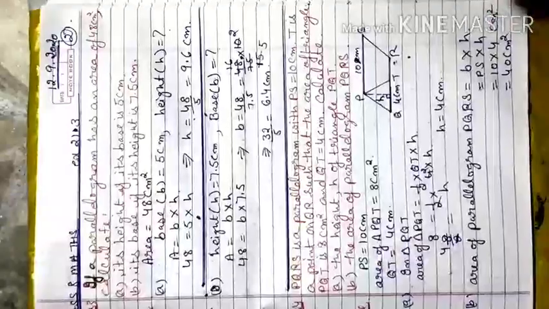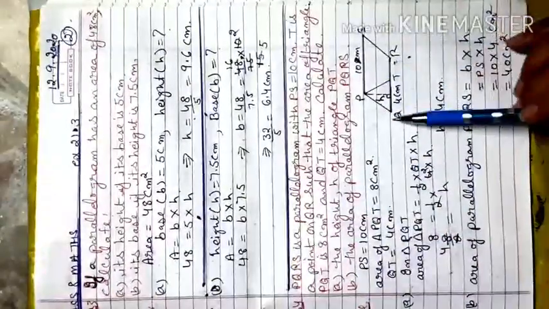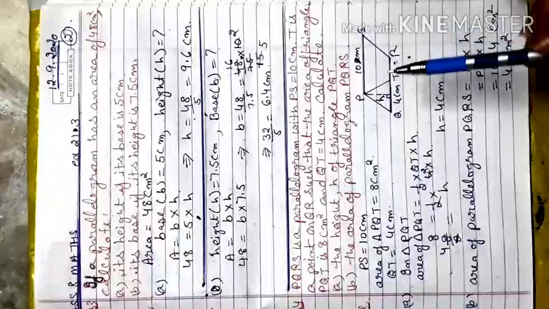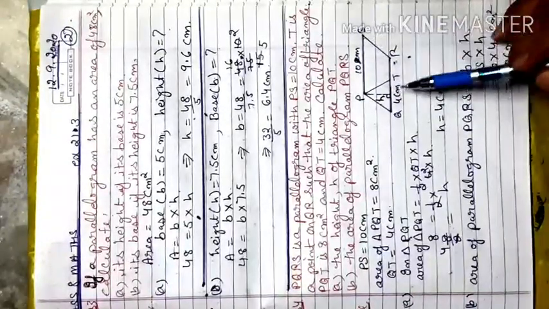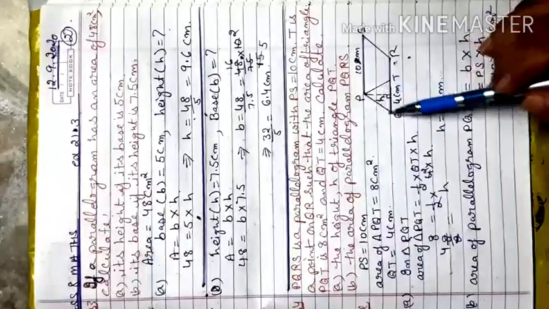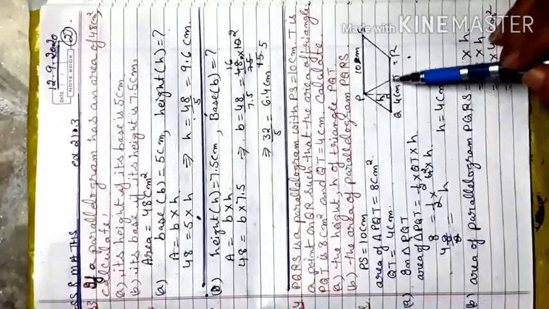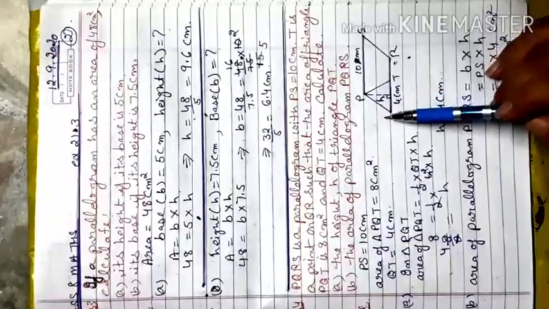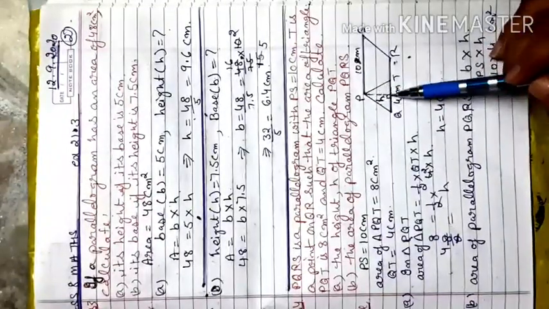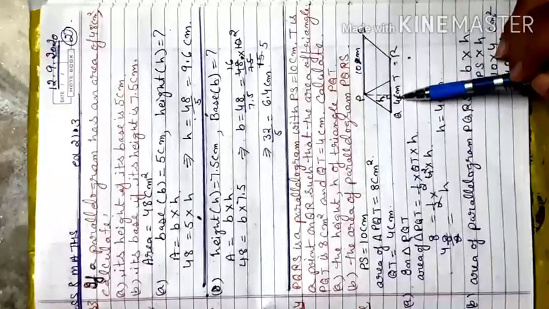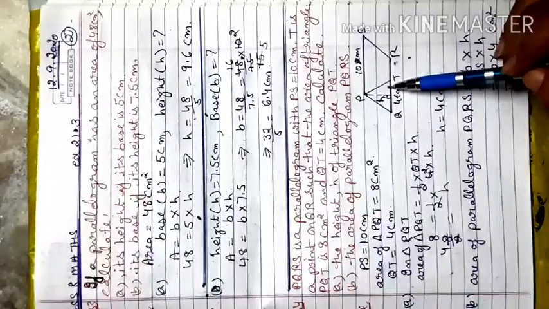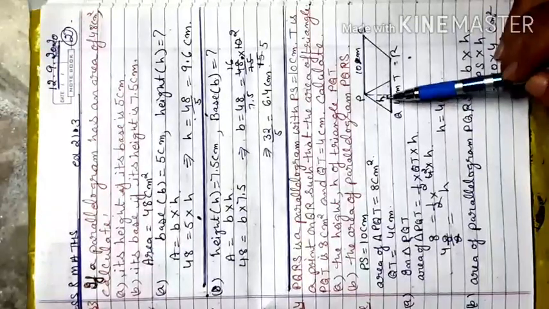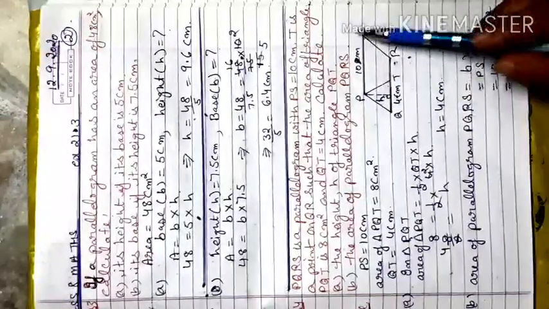Next, your fourth question is that PQRS is a parallelogram, with the diagram given in your question, and PS is equal to 10. T is a point on QR such that it makes a triangle PQT, where QT is 4 centimeters, and this is a perpendicular from P to QT. So PQT is a triangle and its area is given as 8 centimeters square. You have to find the height of the triangle. After getting the height, you have to find the area of the parallelogram.